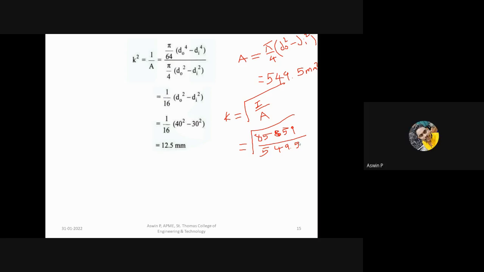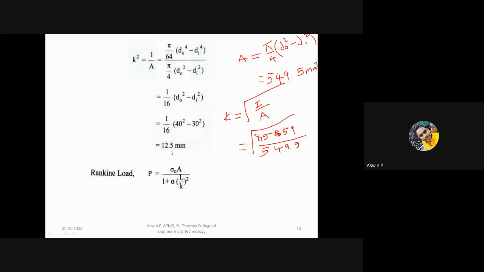So the answer will be 12.5, right? You will get the same value. 12.5 mm. K is equal to, it's not K square, it's K. There's a mistake, it's not K square, it's K.